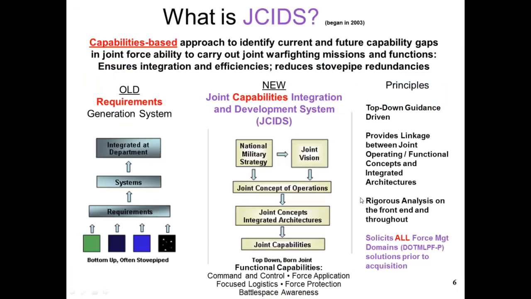Okay, Chris. So JCIDS, the Joint Capabilities Integration and Development System. It is a capabilities-based approach to identify current and future capability gaps.